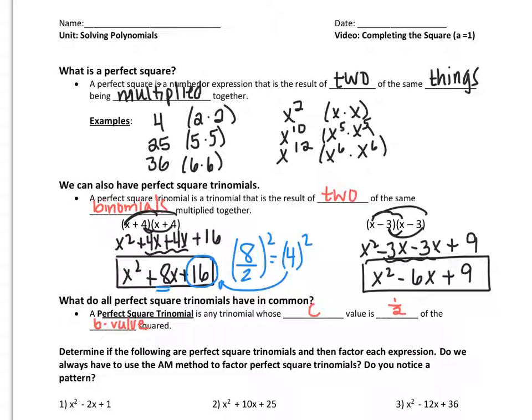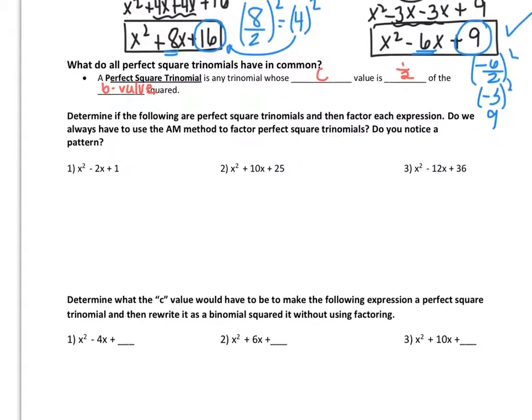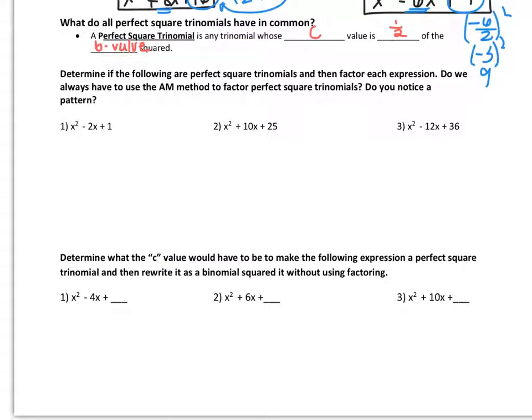That works. Now let's look at this one. This C value is half of B, so half of negative 6, squared. So what's that? Negative 3 squared, which is 9. Perfect. So what I want you to do now is look at these three trinomials, and determine if they are perfect square trinomials based off of this new fact that we know. Is the C value half of B, squared?